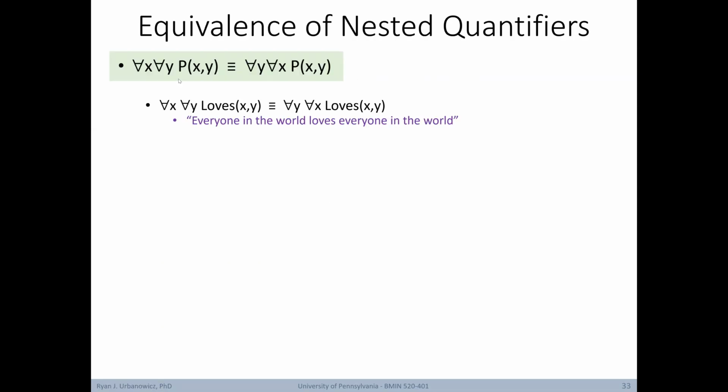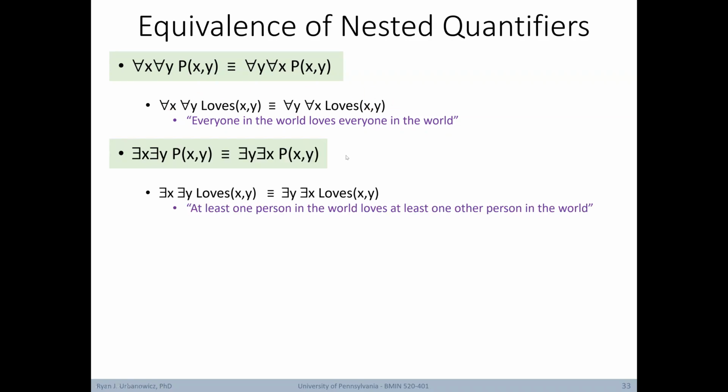Let's explore the equivalence of nested quantifiers using some natural language. We just saw this example in the last slide. Let's create a more specific expression. For all x and for all y, x loves y, is equivalent for all y and for all x, x loves y. Either of these can be translated as everyone in the world loves everyone in the world. Here's another example where we've just shifted the order of x and y connected to existential quantifiers. This statement translates to at least one person in the world loves at least one other person in the world.